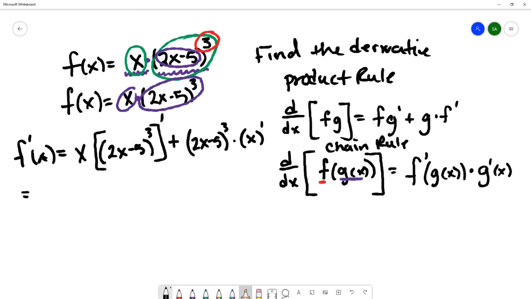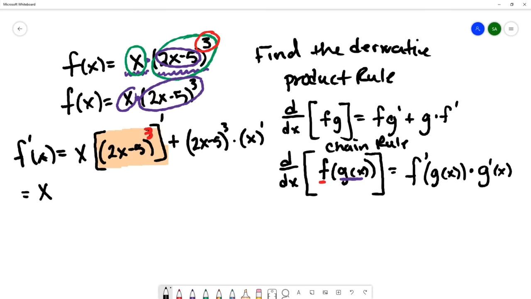And I need to calculate this derivative here. And to calculate that derivative, I'm going to use the chain rule. So using the chain rule, I'm going to start by calculating the derivative on this outside function, that's the cube. And that cube is a power. We're going to use the power rule to calculate the derivative.